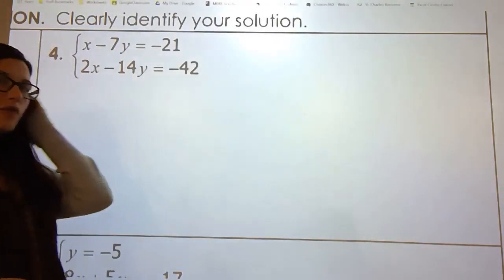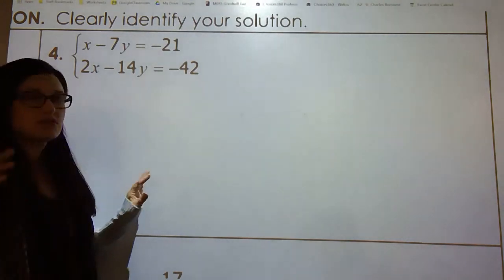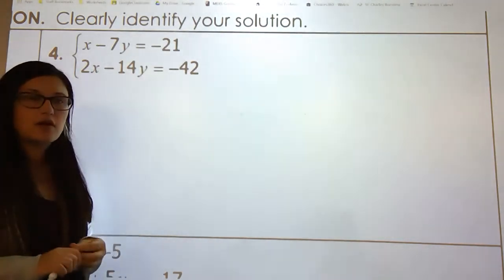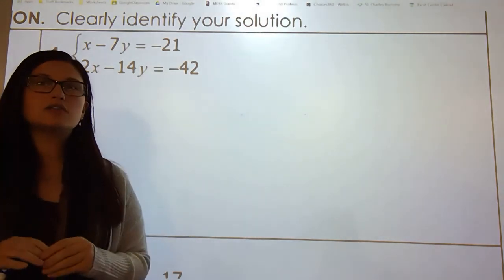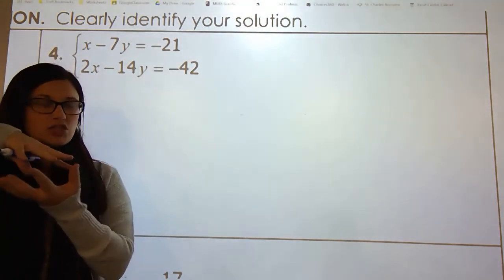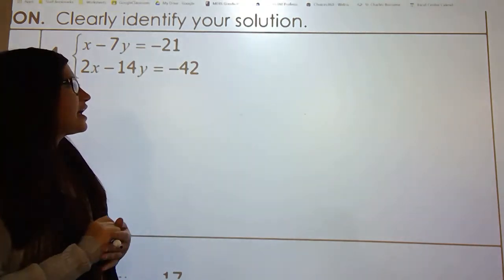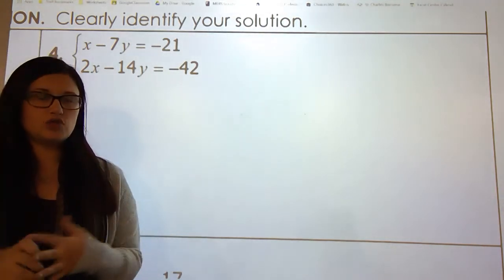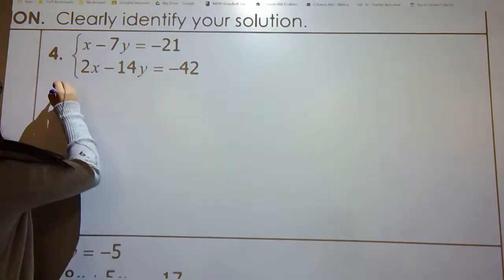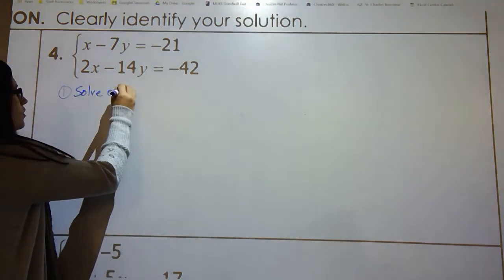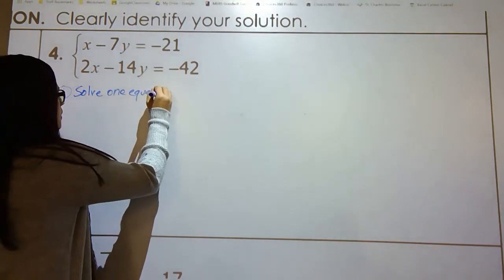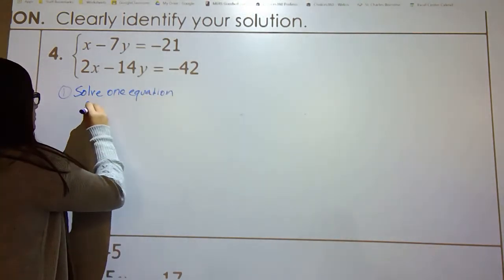Okay, here 3, 4, 5, and 6 all tell us to use the substitution method, okay? So the substitution method is an algebraic method that will allow us to combine, mesh together the 2 equations by using substitution. So the very first thing you need to make sure you do is solve one equation for one variable.